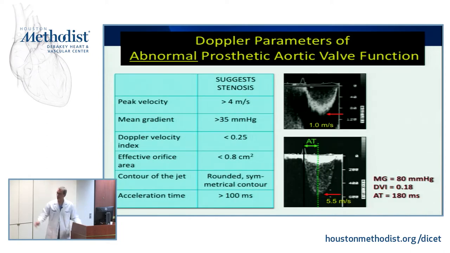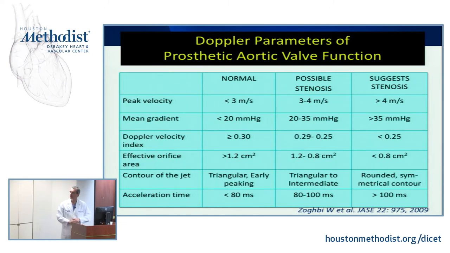And then the clearly abnormal ones: velocities over 4, mean gradients over 35 easily, DVI less than 0.25, EOA less than 0.8. This sort of rounded AS profile, much less like a native AS. It'll look similar. And an acceleration time over 100. So that's sort of the extremes.